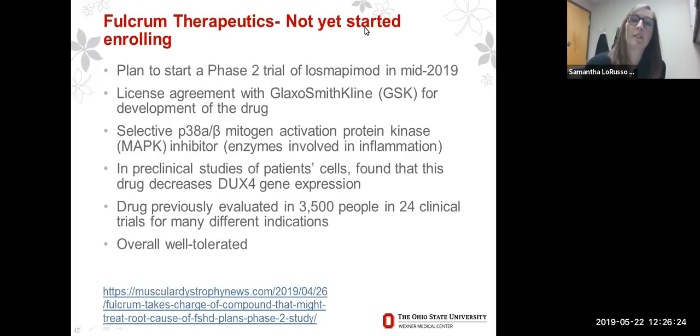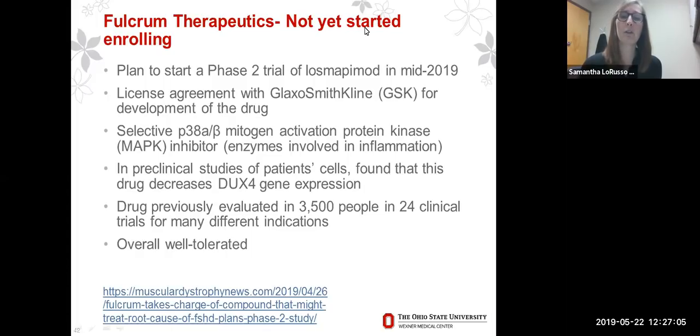And then just a word about some stuff for the future. This is super exciting, and I'm sure most of you saw this announcement, but Fulcrum Therapeutics has announced that they are going to have a phase 2 trial of this drug called losmapimod in mid-2019. And this is kind of cool because it's a drug that's been repurposed. It's an oral drug that's been previously looked at in over 3,000 people, but it was looked at for many different, totally different indications, like cardiovascular disease, COPD. The good news is that it's overall well tolerated.